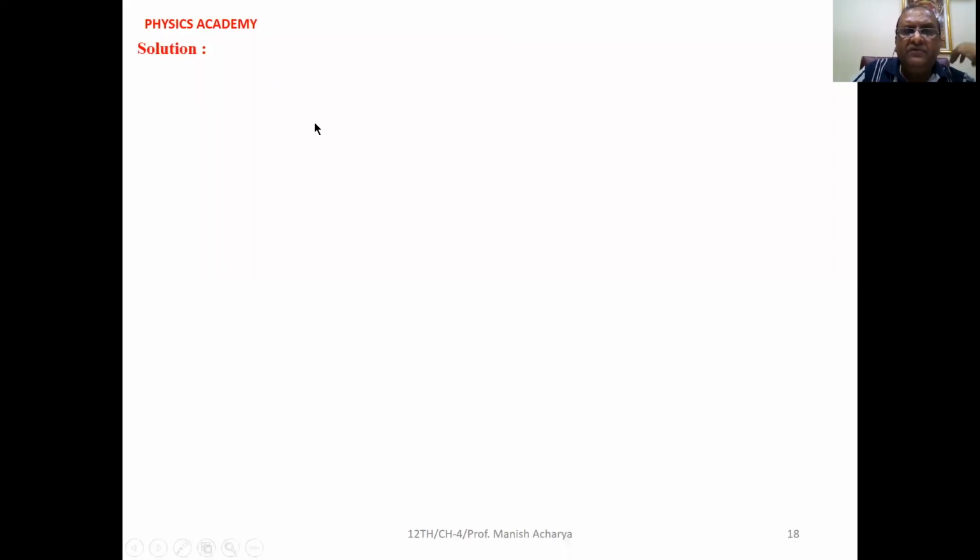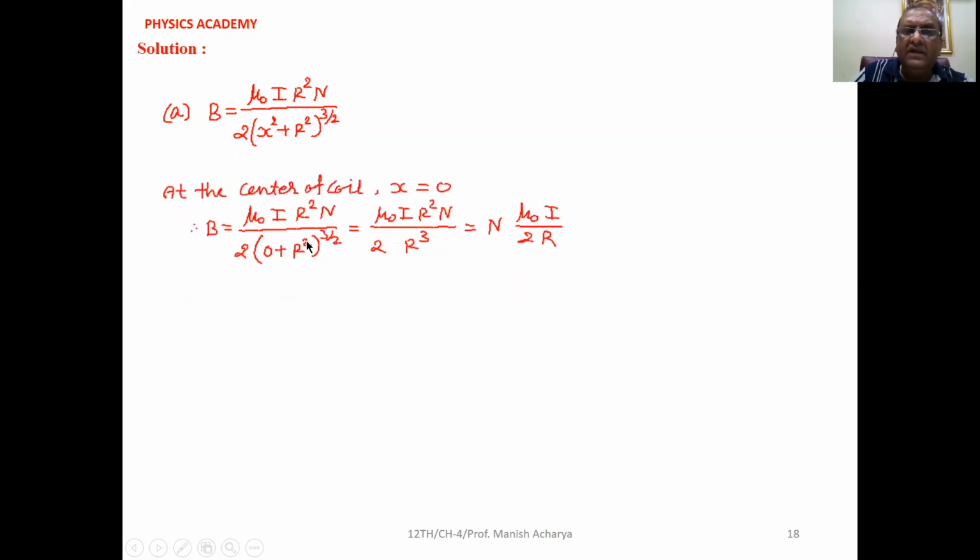Now, first question A. So, the equation of the magnetic field at any point on the axis of the current carrying coil is given by mu 0 I r square n upon 2 into x square plus r square raised to 3 by 2. Now, at the center of the coil, the distance of the point from the center of the coil is 0, means x equal to 0.